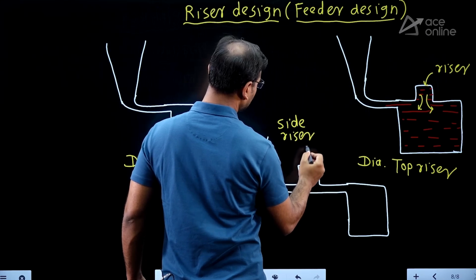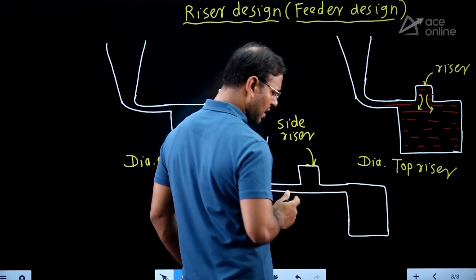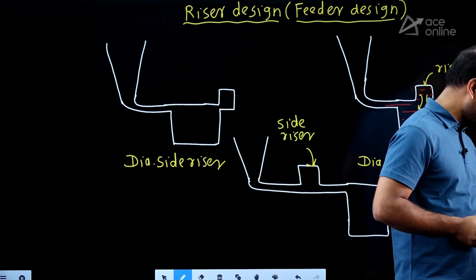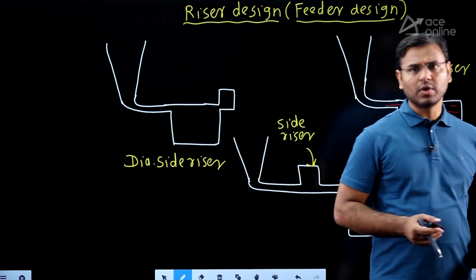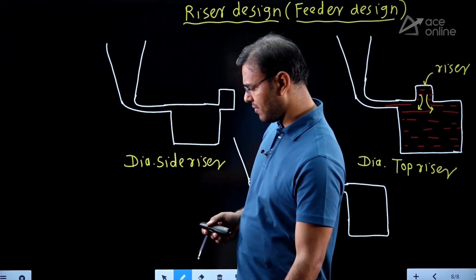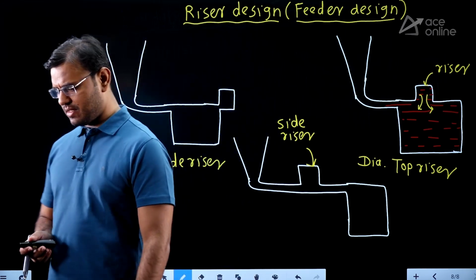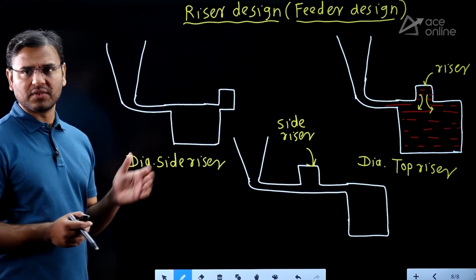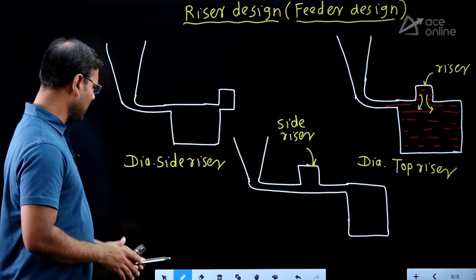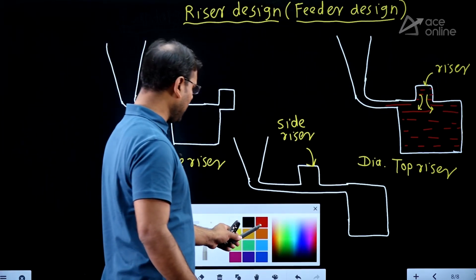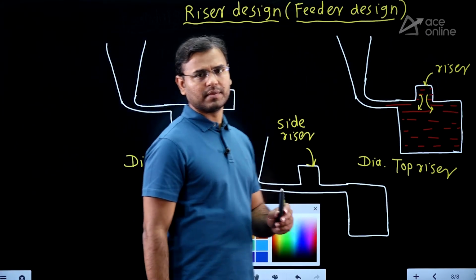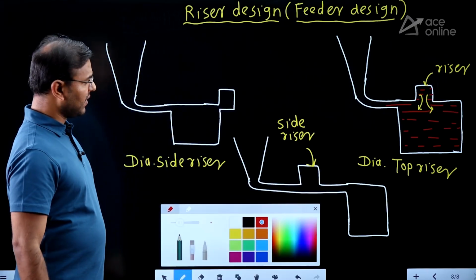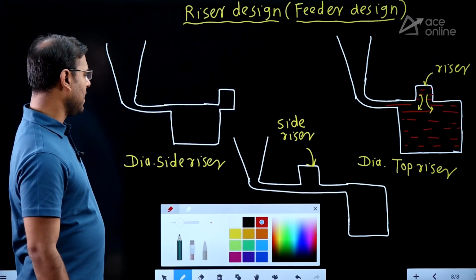And guys, when a numerical does not mention whether to use the side riser or top riser, or does not give any clue about which riser to use, then always go with the side riser. Why so? There was one question in the GATE PI exam 2019 where they gave the same type of diagram. Then we have to consider the side riser only.